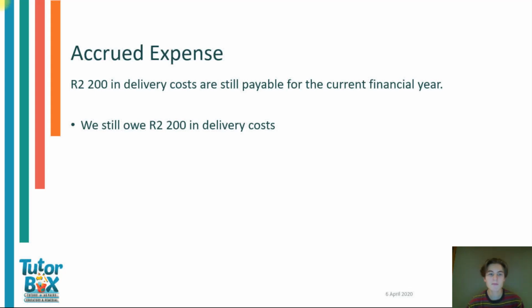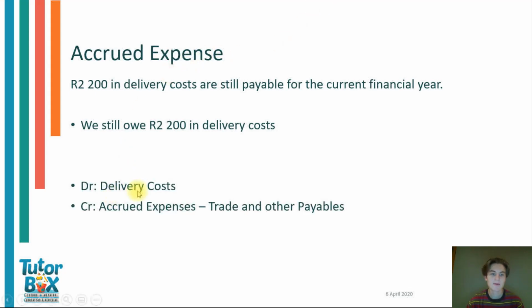So the way we record this is by creating this accrued expense, which means that we acknowledge that we still have to pay this amount, and then increasing our delivery costs amount. So how do we record this in our financial statements? We will debit delivery costs because we have to increase our delivery cost amount for the current financial year, and we will credit our accrued expense by 2,200 Rand in acknowledgement that yes, we have to pay this 2,200 Rand in delivery costs, although we have not.